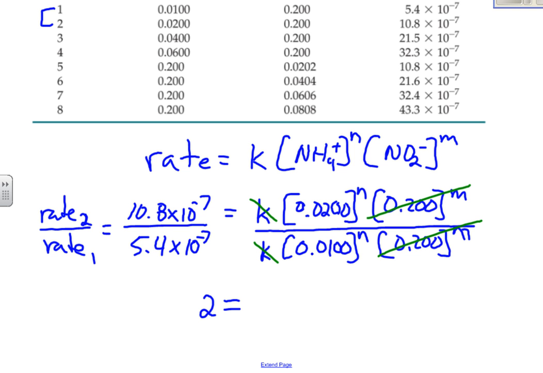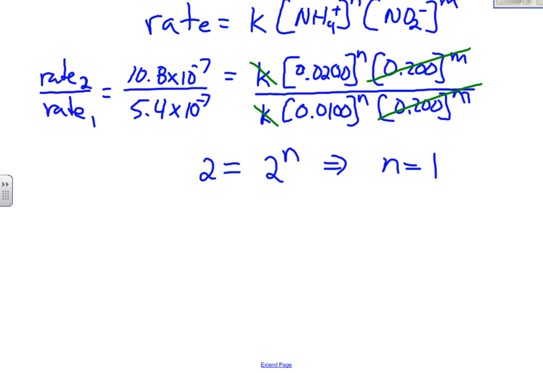So what I end up with, if I do the division here, is 0.01 divided, and I get 2 raised to the n power. And so obviously for this statement to be true, n would have to be equal to 1.